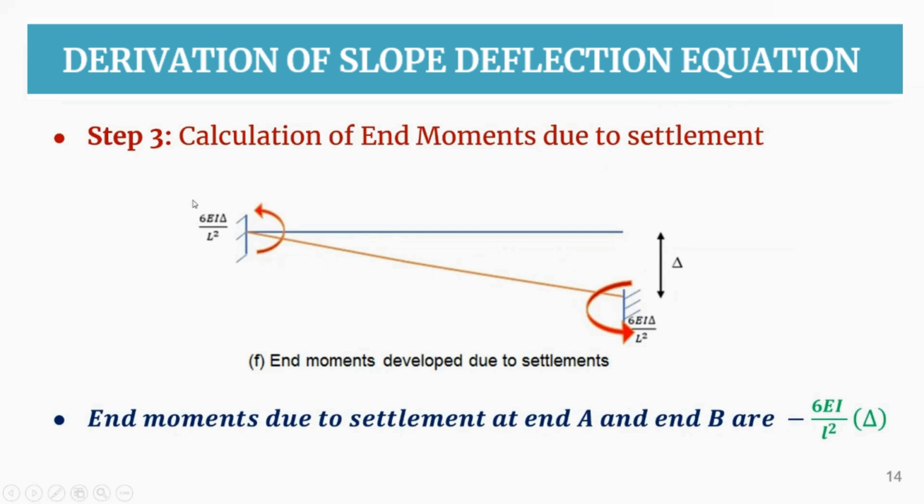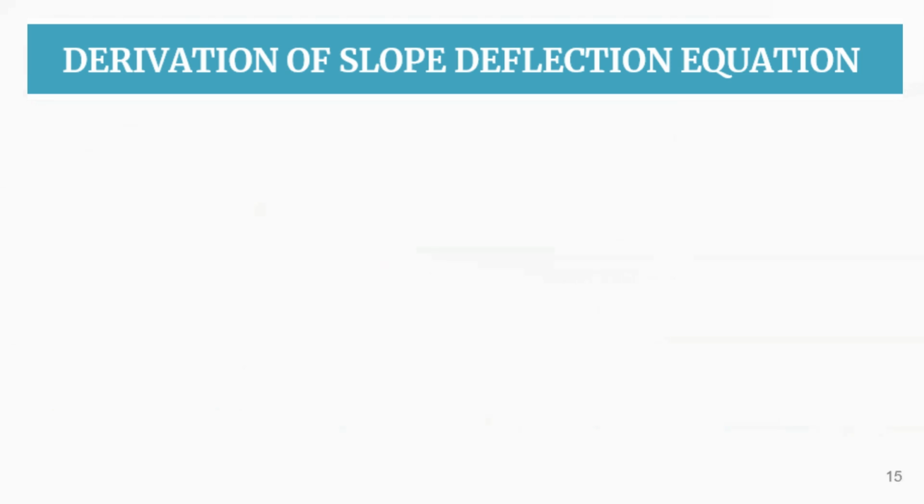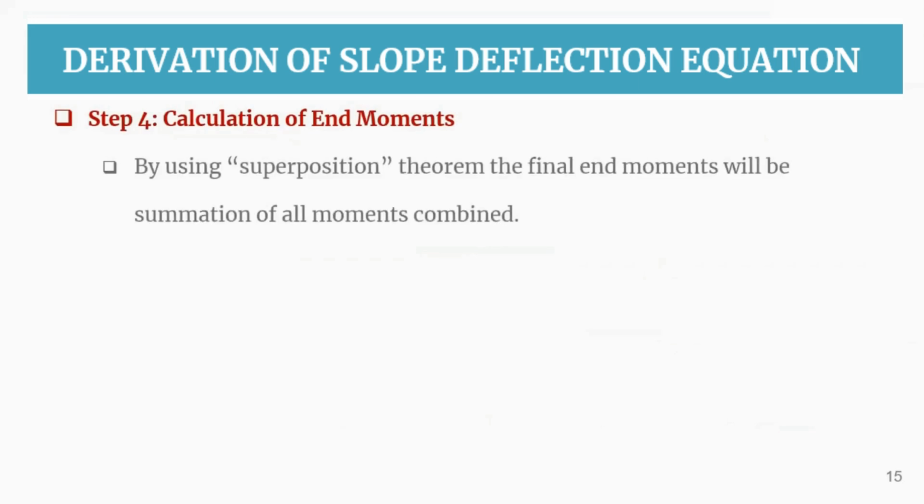This is due to the effect of settlement in the fixed beam. So when the positive delta is there, you are going to get anti-clockwise directions. The moments are in anti-clockwise direction. So these are the end moments. Now the final step, step 4, that is calculation of end moments. By using the superposition theorem, the final end moments will be the summation of all moments that are combined.